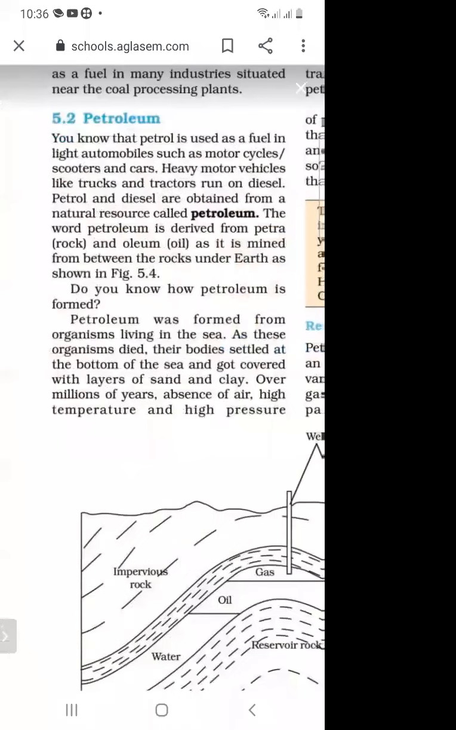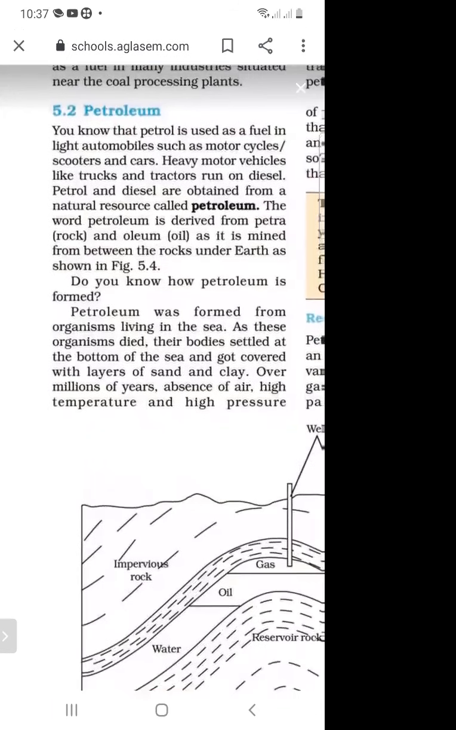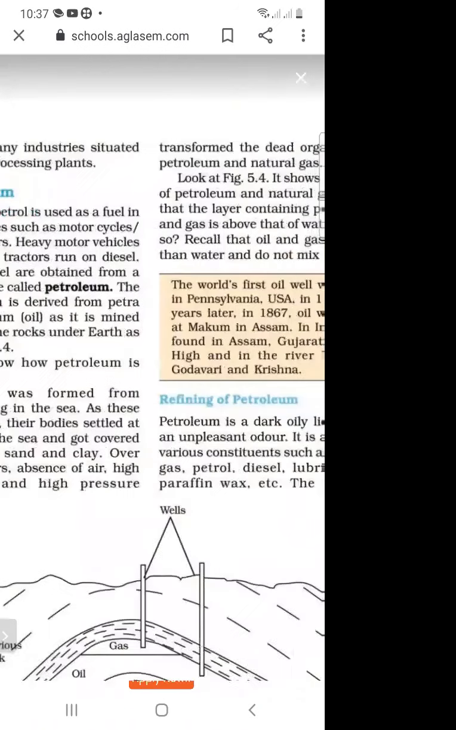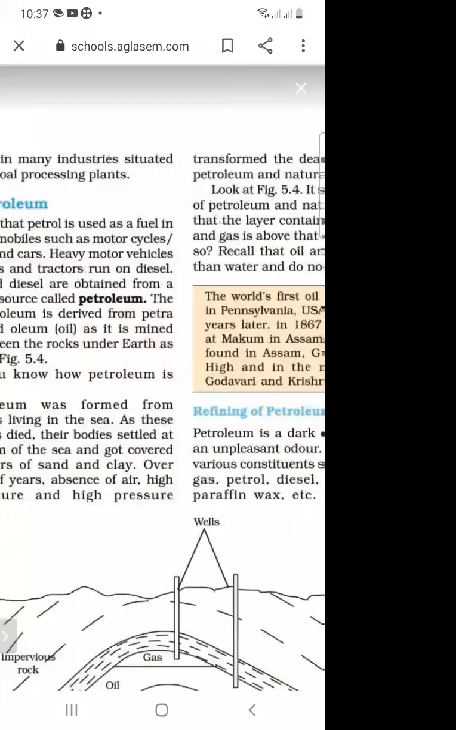So how is petroleum formed? Petroleum is formed from tiny organisms, and these living organisms live in the sea. When these organisms died, they settled down at the bottom of the sea and got covered with layers of sand and clay. Over millions of years, in the absence of air, under high temperature and high pressure, these transformed into petroleum and natural gas.